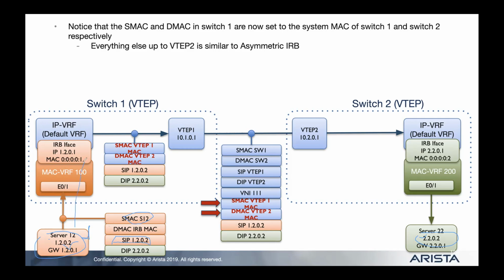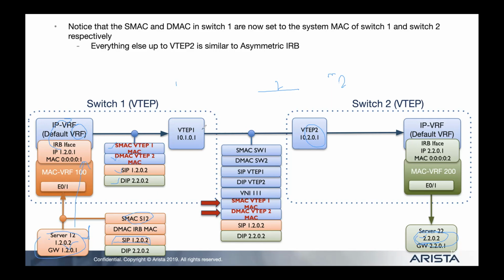Now this packet comes here. You check the destination IP 22.22. You have a route for that, which points that you have to send the packet through this IP VRF. Your source IP and destination IP remain intact. Your source MAC becomes VTEP 1 MAC, and the destination MAC becomes VTEP 2 MAC, because the IP route points out that your next hop is another VTEP, VTEP 2, and it also gives you the MAC address of VTEP 2. Based on that, you update the source MAC and destination MAC.